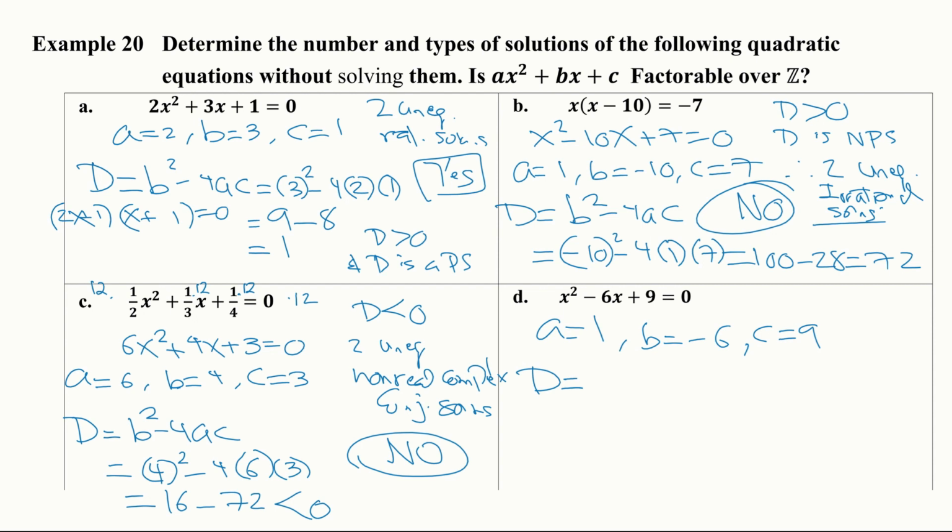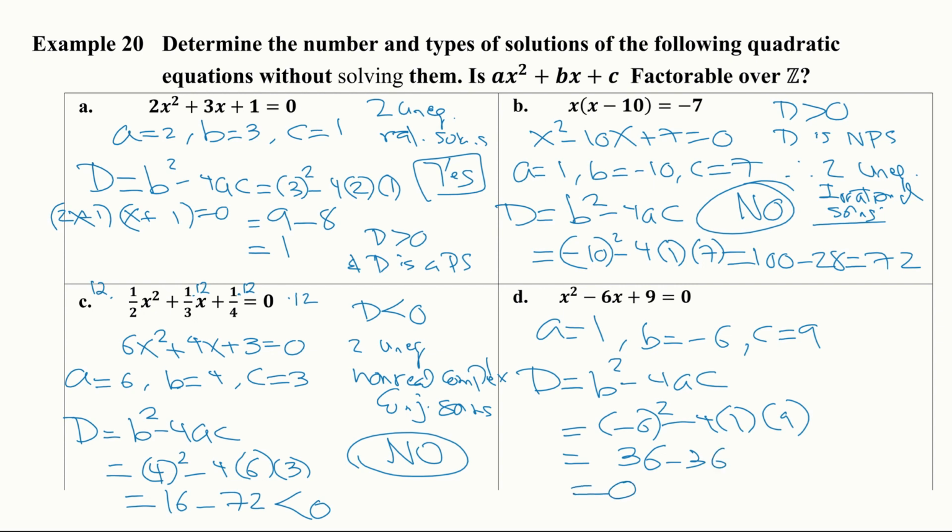So capital D, which is the discriminant, is going to be B squared minus 4AC, which is going to be negative 6 squared minus 4 times 1 times 9, which is 36 minus 36, which is 0. So when it's 0, that means the part under the radical is gone, so we're just going to have one real double solution. And it'll be rational. So one rational double solution, or double root, okay? And yes, this will be factorable.